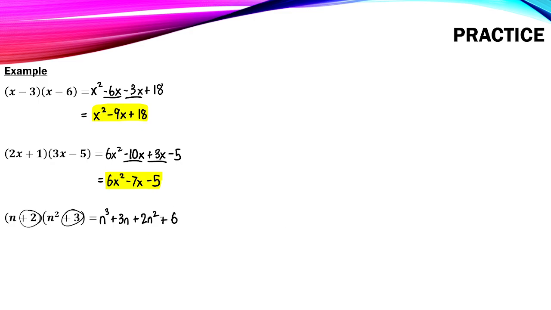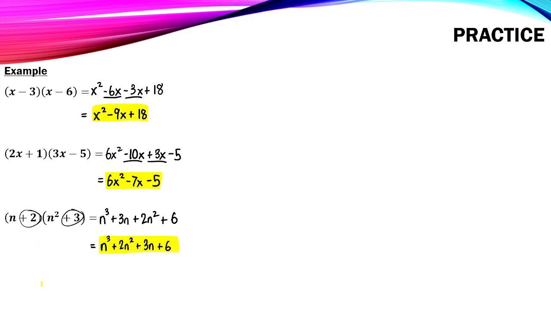Now, after I write this here, there's really nothing I could combine. There's no like terms. So this is when we just write it in standard form, right? Remember, biggest to smallest exponent. So when I rewrite it in standard form, it would be n to the power of 3 plus 2n squared plus 3n plus 6. And that's what we should have for this one.